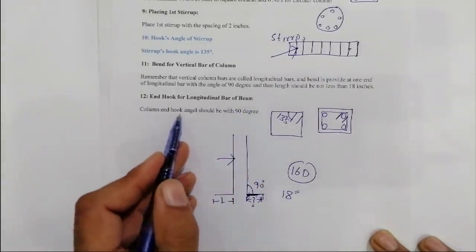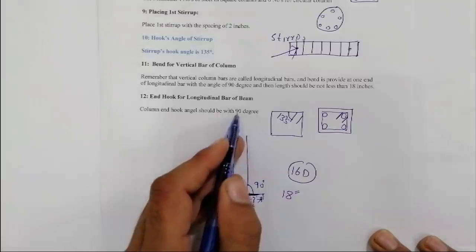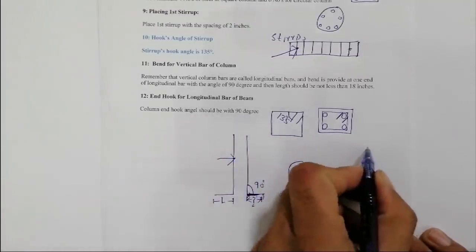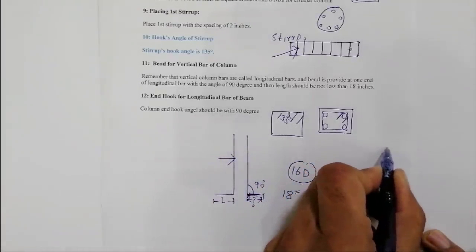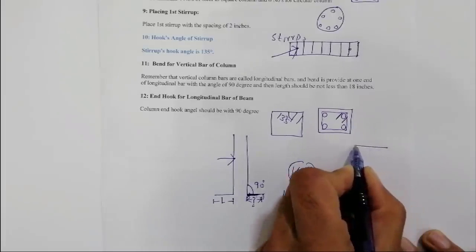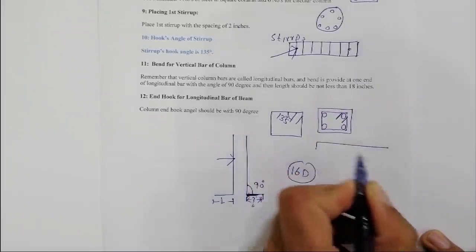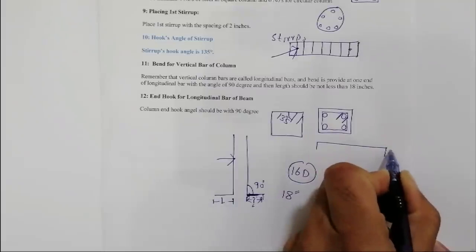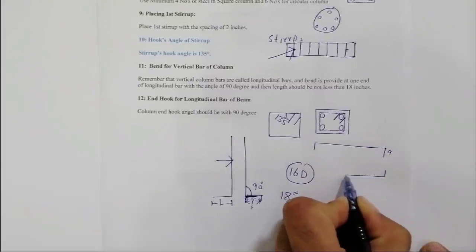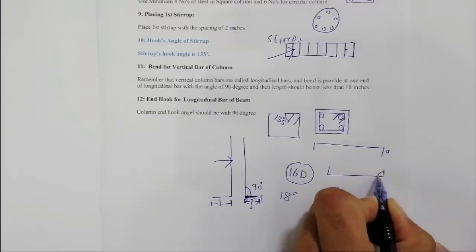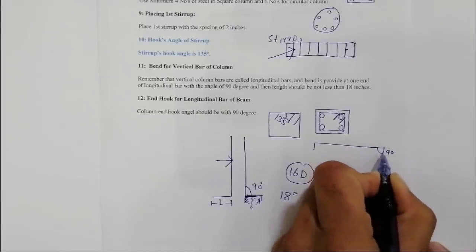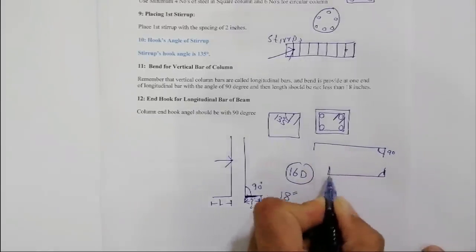Now guys, the last one is the 12th one, that's the end hook for the longitudinal bar of a beam, right? So the end hook angle should be 90 degree. You can see for example this is a beam, so it should be 90 degree, or you can also take it like this. It should be 90 degree. Okay, this one or this one.